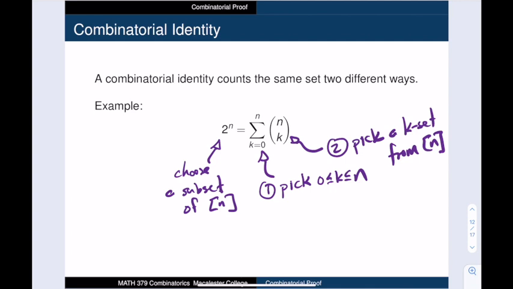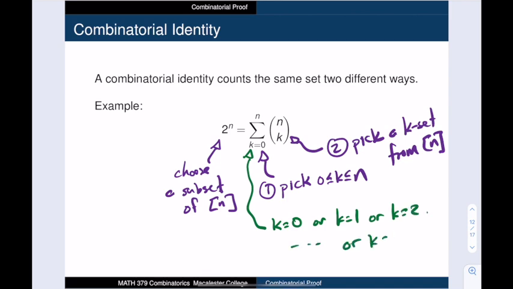And the last thing I want to point out on this slide is that we're actually using the addition principle. See the summation sign? That's a bunch of pluses. That's a bunch of ors. We're taking k is equal to 0, or k is equal to 1, or k is equal to 2, and so on, all the way up to or k is equal to n, right? All those plus signs resolve to ors. And when we add up all those disjoint cases, we get all the possible subsets of n.